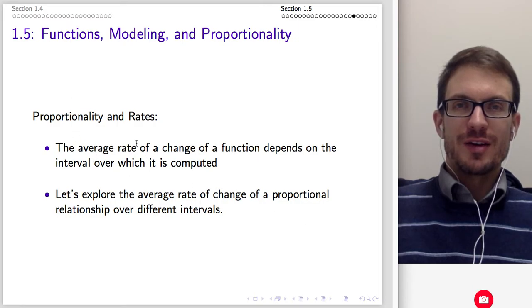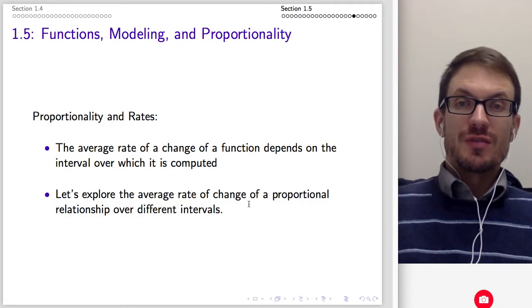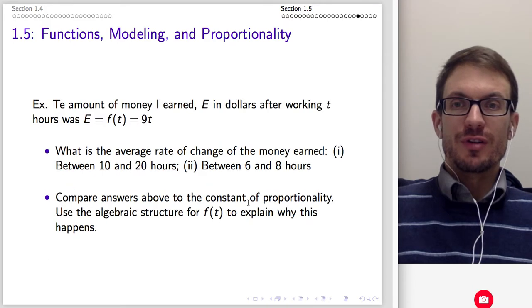Comment about proportionality and rates. So the average rate of change of a function depends on the interval over which it's computed. Let's explore the average rate of change of a proportional relationship over different intervals.